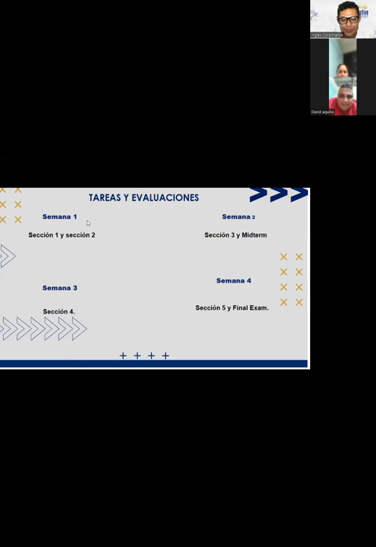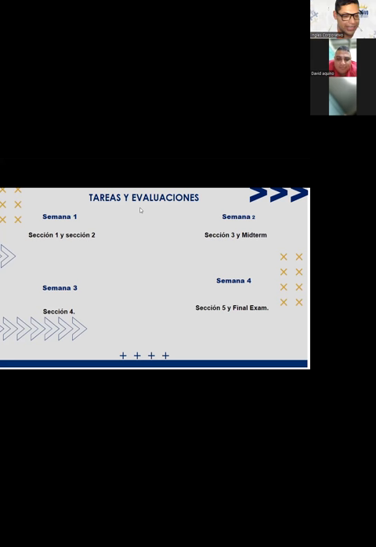En este módulo habrán 4 actividades. Tenemos en la primera semana, equivalentes a 4 días, estudiaremos la sección 1 y la sección 2. La semana 2 estaremos trabajando la sección 3 y la sección de midterm. Usted la puede encontrar fácilmente en la plataforma porque ahí están los nombres, usted le da clic y ahí va a ver los temas e incluso los ejercicios. Entonces, no hay donde perdernos, pero en cada semana iremos trabajando estas partes.